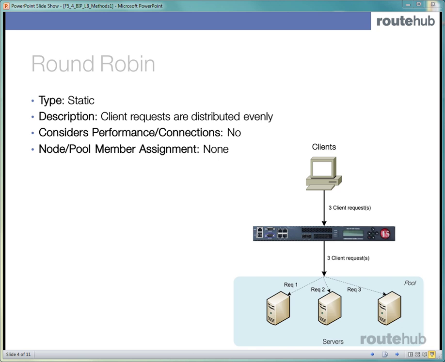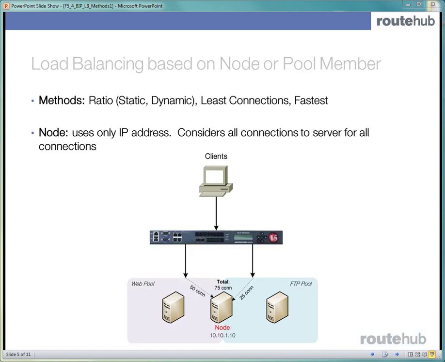And therefore, there is no additional selection for round robin, whether it is based on the node or the pool member. The other methods can be load balanced based on the node or the pool member. Now, load balancing based on the node will use only the IP address and connections to that IP address. That means it will take into consideration all connections to that server that may be part of other pools. This one is more realistic if your servers will exist in different pools servicing different applications.